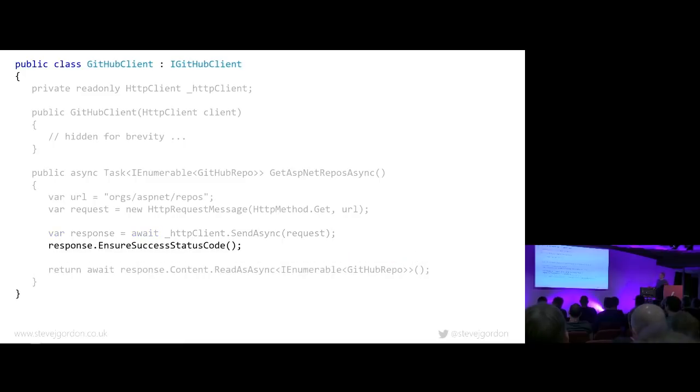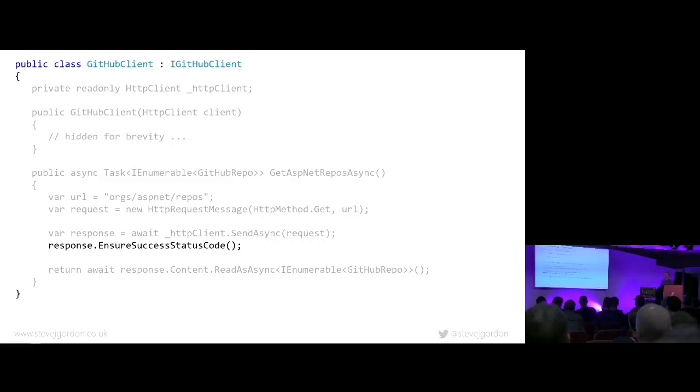Here I'm just going to use the response.EnsureSuccessStatusCode. So this will run through the code, check if it's a 200 range status code, and if it is, continue. Otherwise, it throws an exception. So in this case, the caller of this method has to handle that exception and be ready for it.